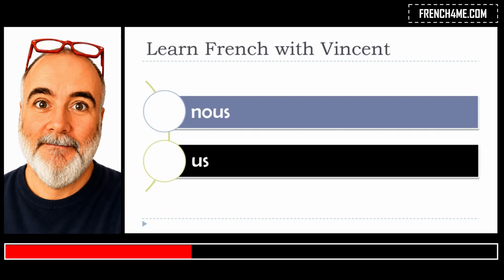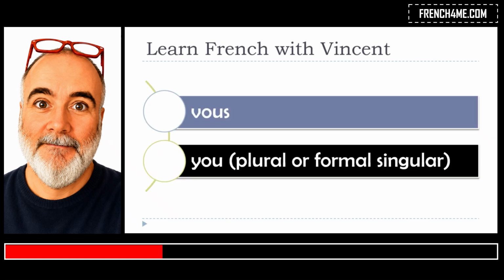Us, nous, nous, nous. You, so this one will be for the plural form, or then it could also be used as the formal way to address someone, only one person. Remember, it's a polite form. Vous, vous, vous.